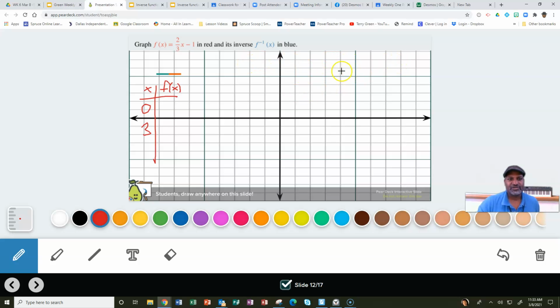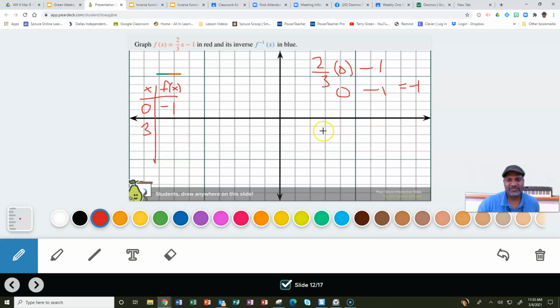Okay, so if I let x be 0, then 2/3 times 0 minus 1 is going to be 0 minus 1, which is equal to -1. So that tells me I got that point right there. That's for f of x. Then let's do the other.